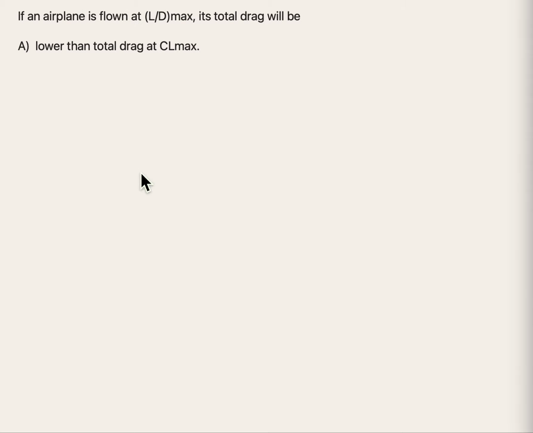If an airplane is flown at L/D max, total drag will be lower than total drag at CL max. So if an airplane is flown at the lift to drag ratio maximum, its total drag will be lower than the total drag at CL max. So the pilot can control the lift.